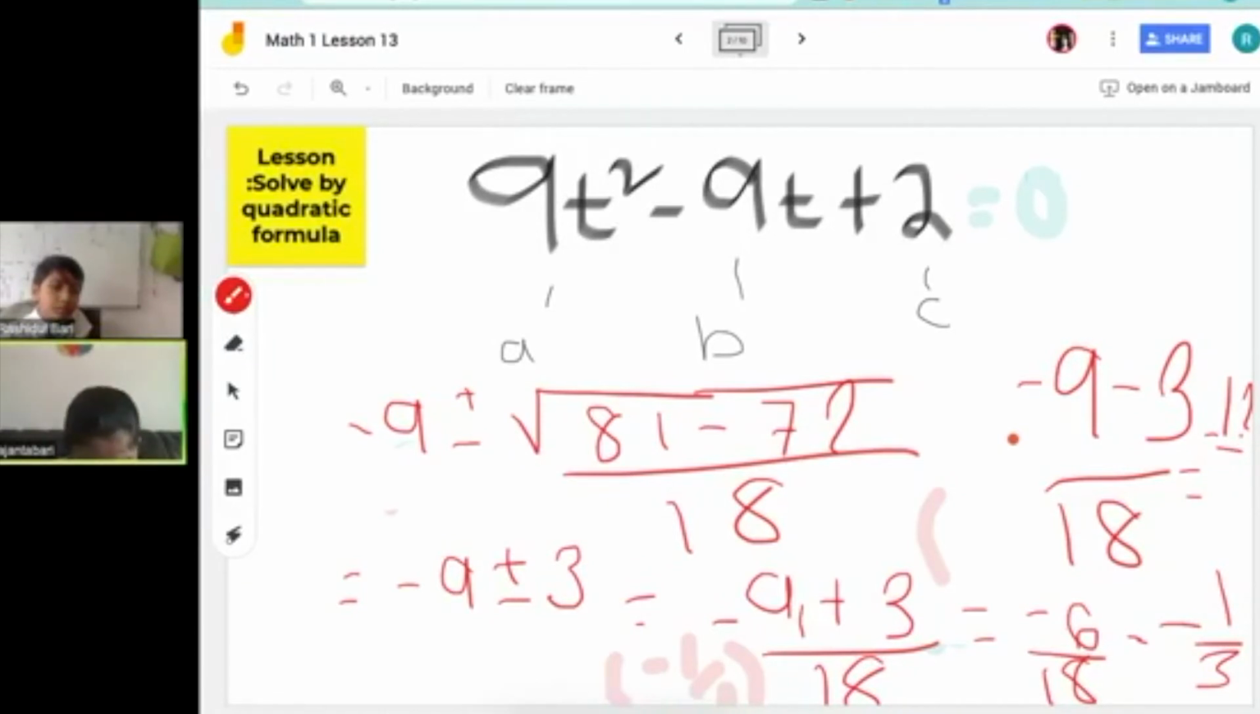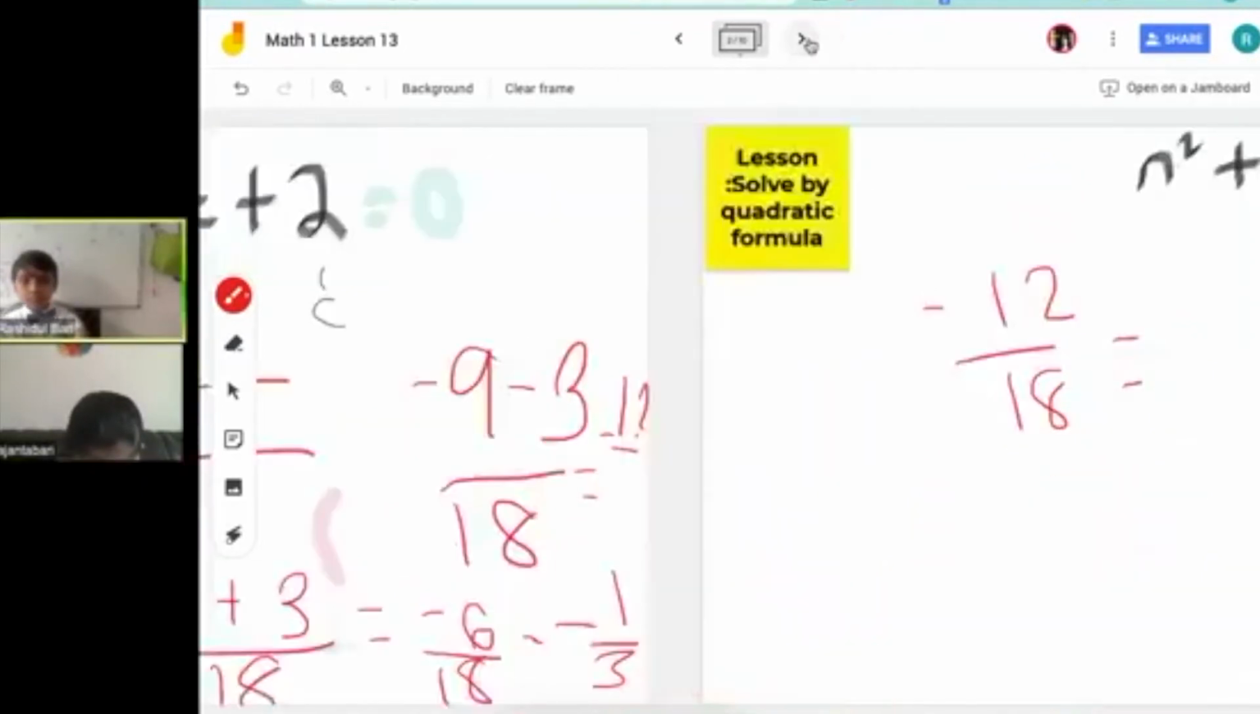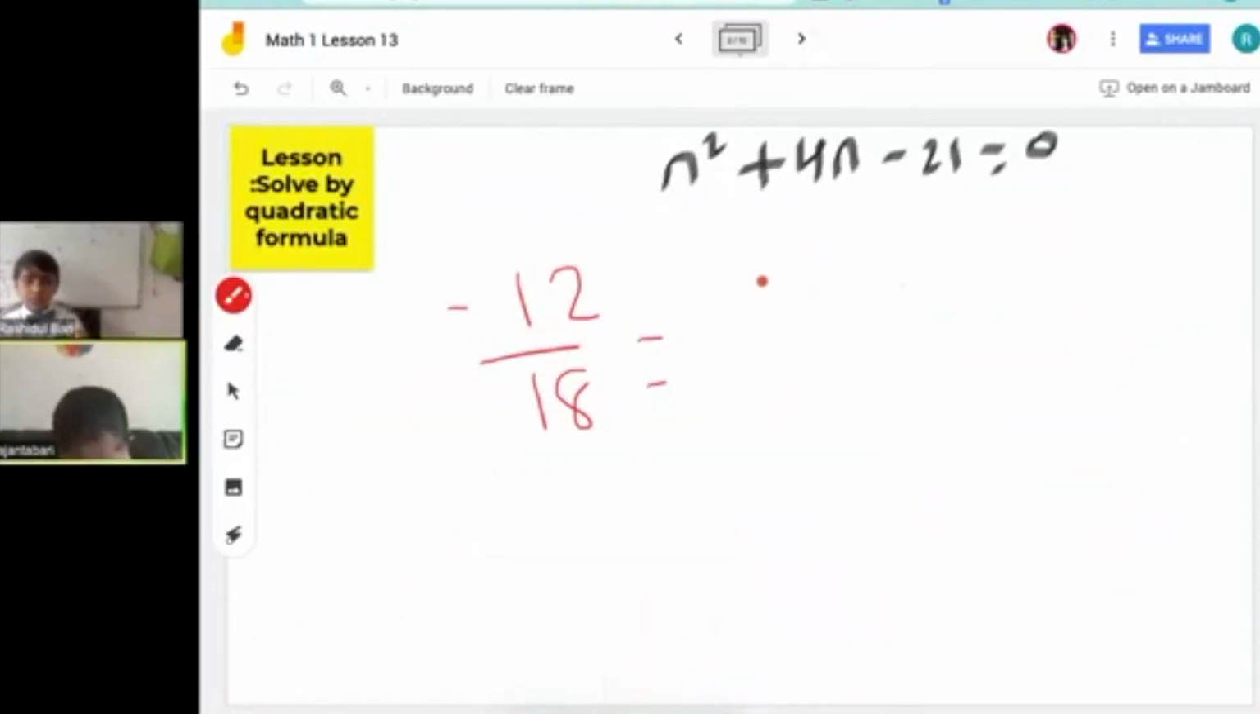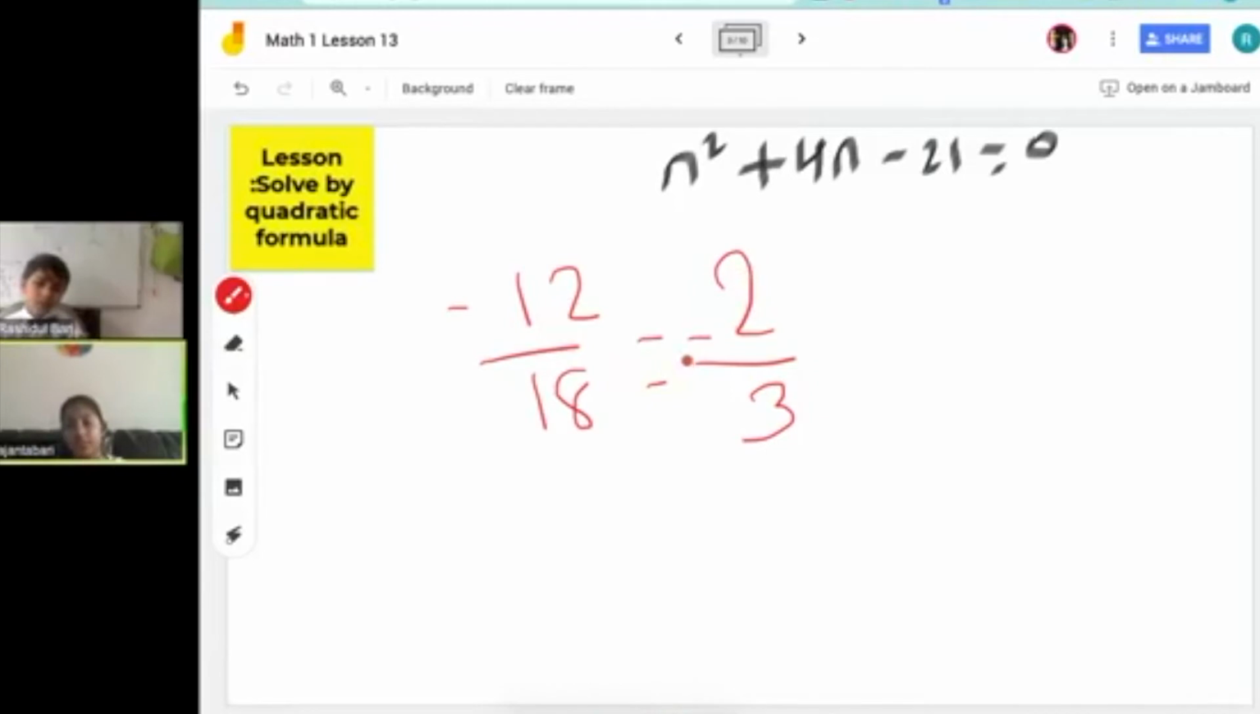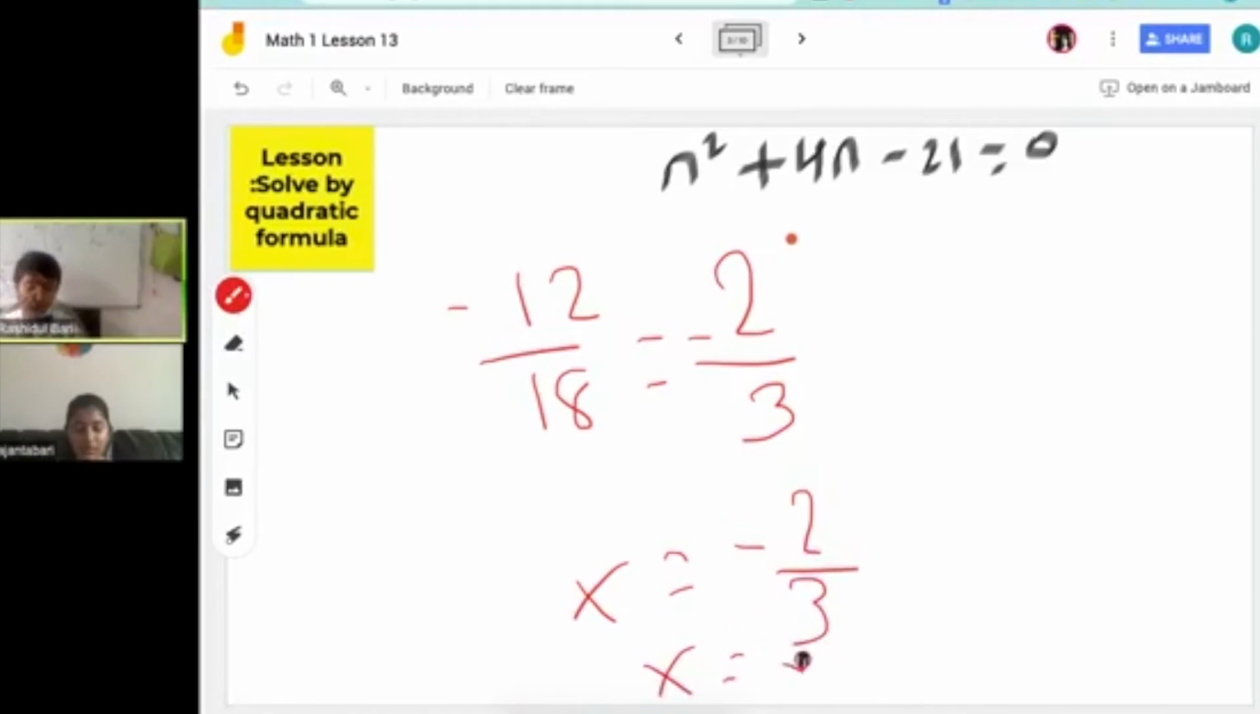So I'm writing on the next page. You can see on the next page what I'm writing. Negative 2/3. So x equals negative 2/3 and x equals negative 1/3.